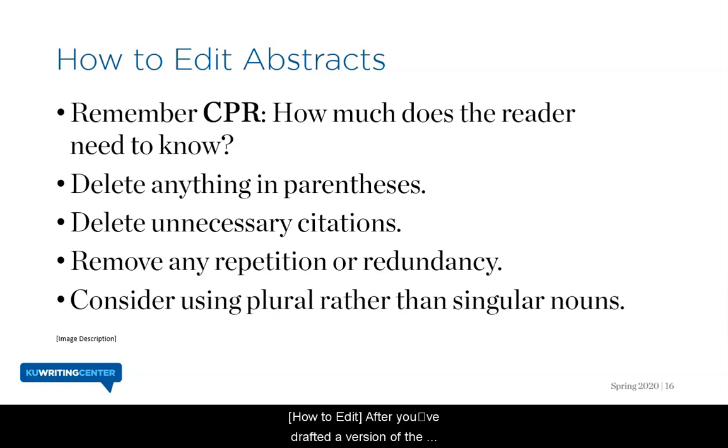After you've drafted a version of the abstract, you should spend some time revising. As you're reading the draft over, consider CPR. How much information does the reader need to know to get the ideas of your writing? Delete all digressions and tangents. Anything offset in parentheses is likely to be unnecessary. Also delete all unnecessary citations. You might need to drop a few names to settle the context, but you can't rely on the work of others, and you certainly shouldn't be quoting anyone. Make sure there's no repetition in the piece. Finally, consider using plural nouns instead of singular to make the work more general and easily accessed.